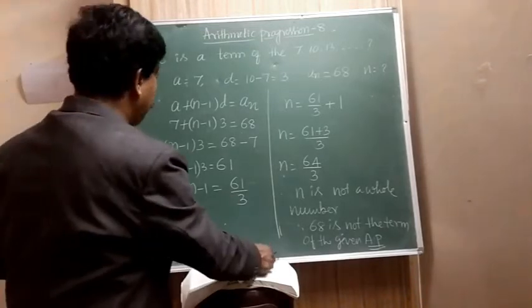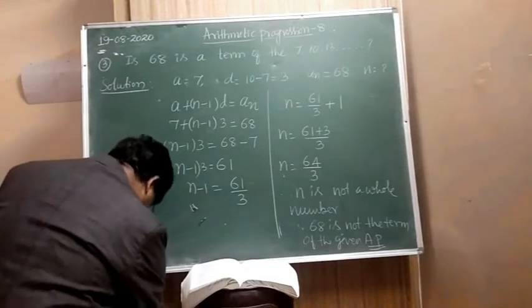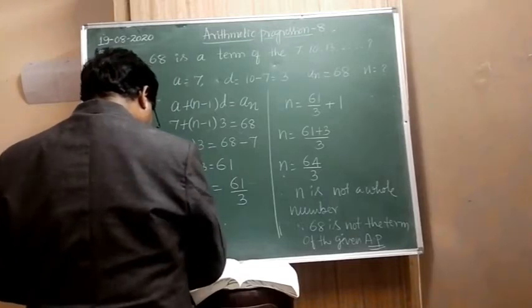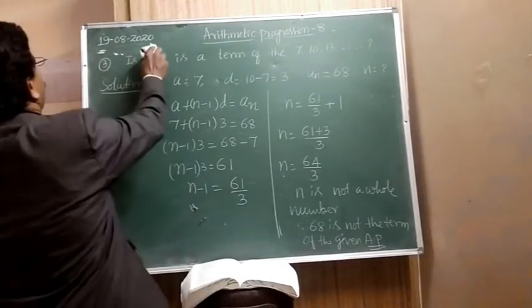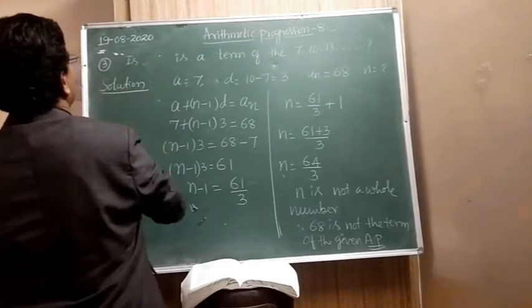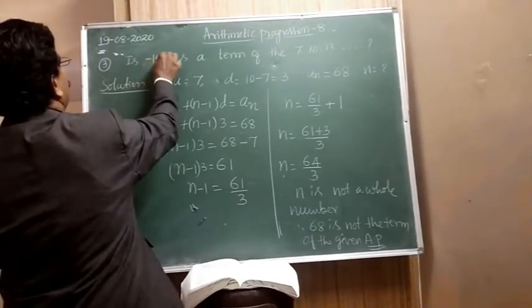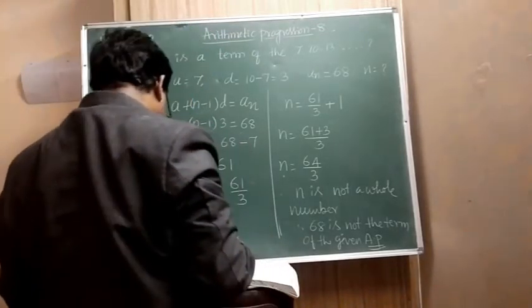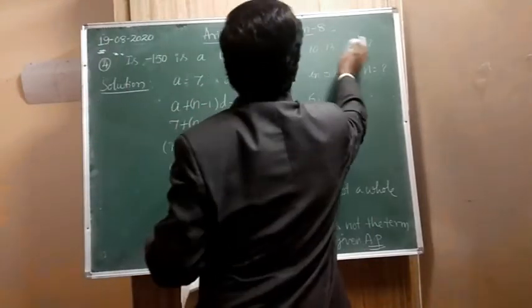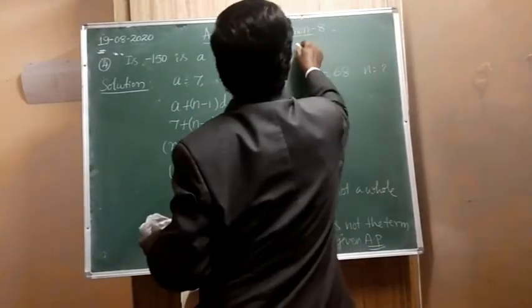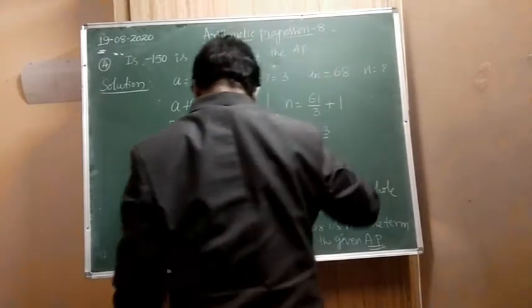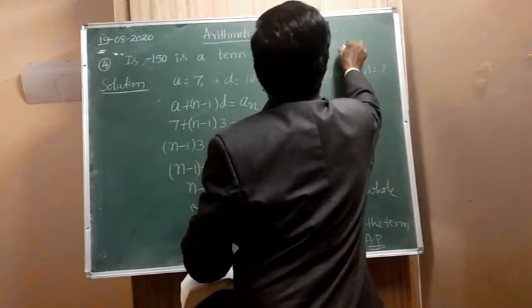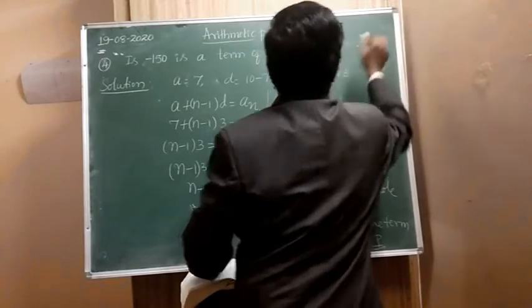Now, let us take one more example of the same kind. This is the fourth question. Is minus 150 a term of the AP 11, 8, 5, 2, etc.?